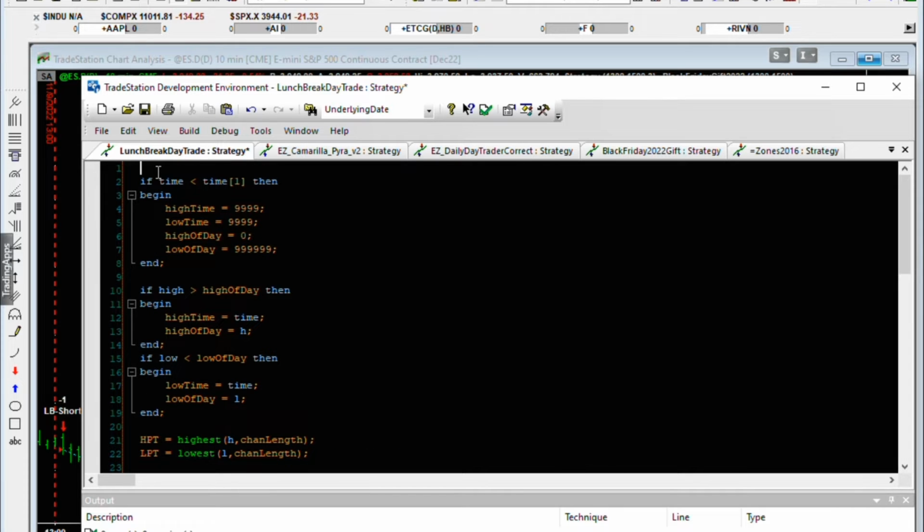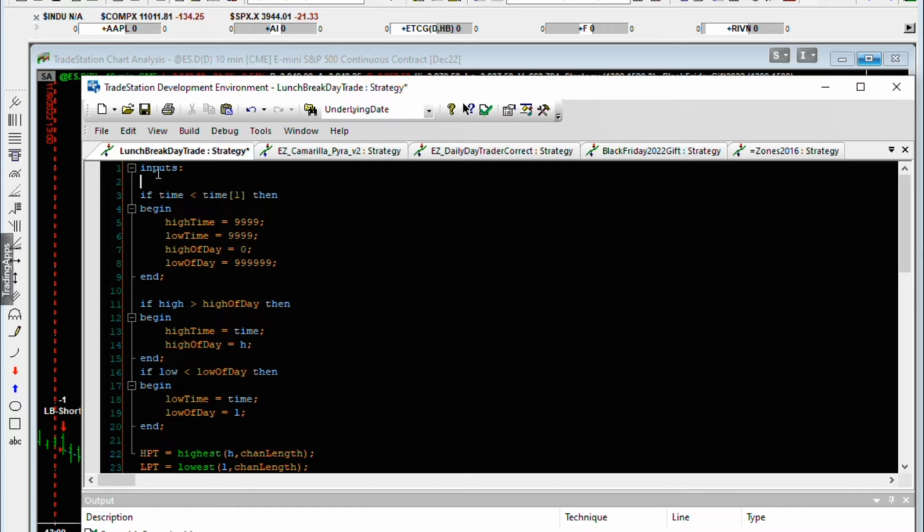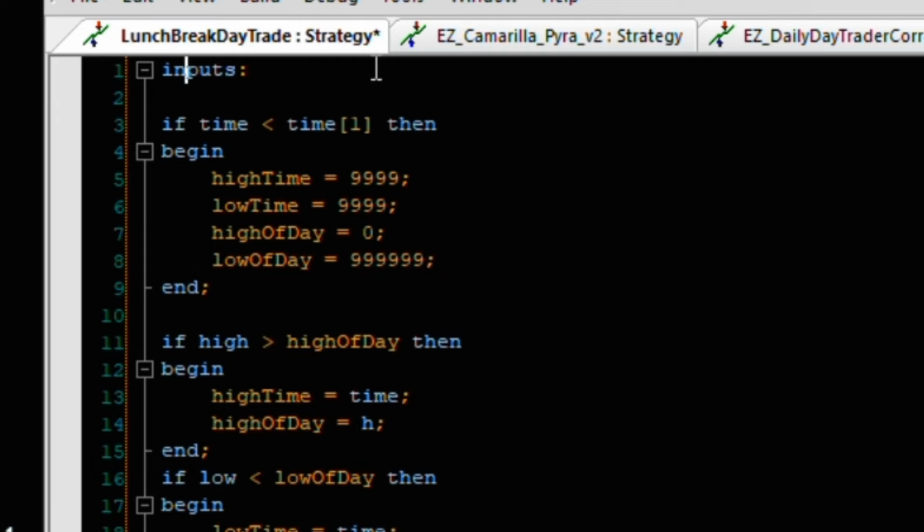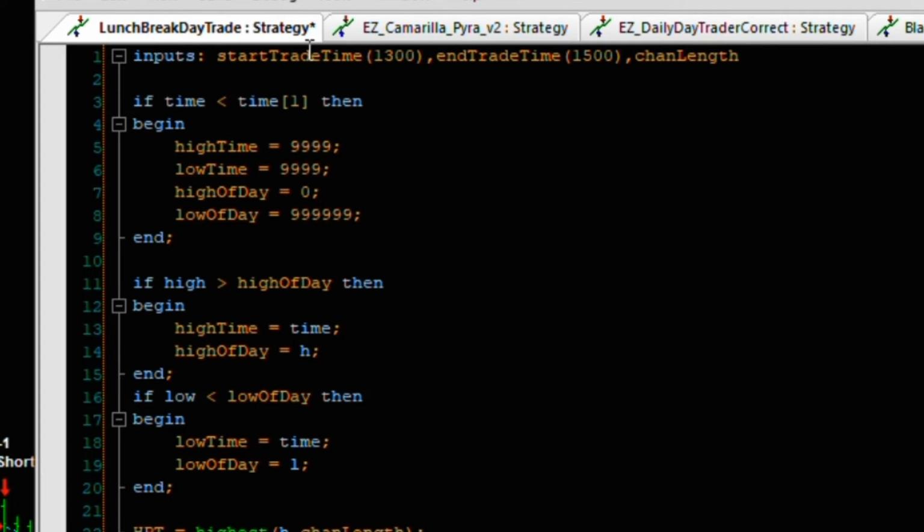Go back to the top. Let's go in here and put our inputs. And from memory, let's see what those are. I'm going to have start trade time. I'm going to make that 1300. End trade time, 1500. And channel length, I'll make that 3.